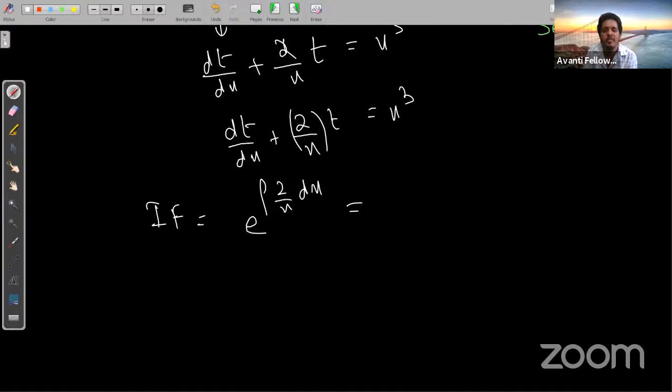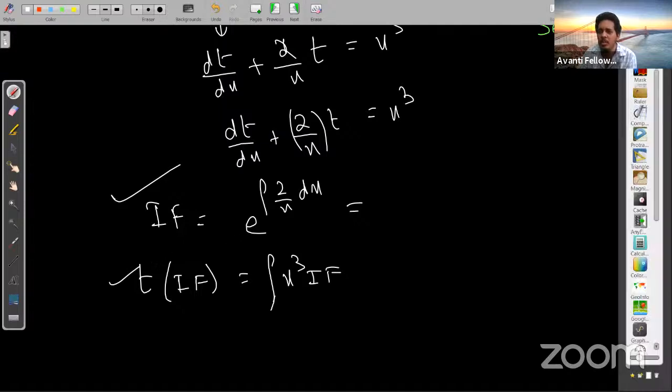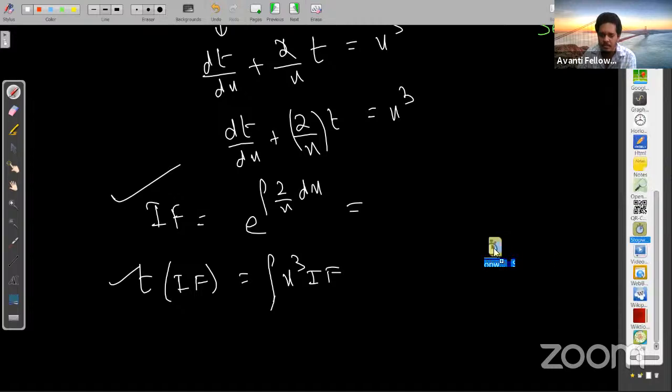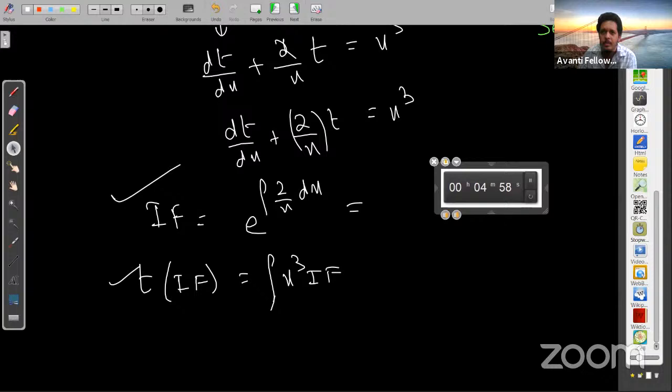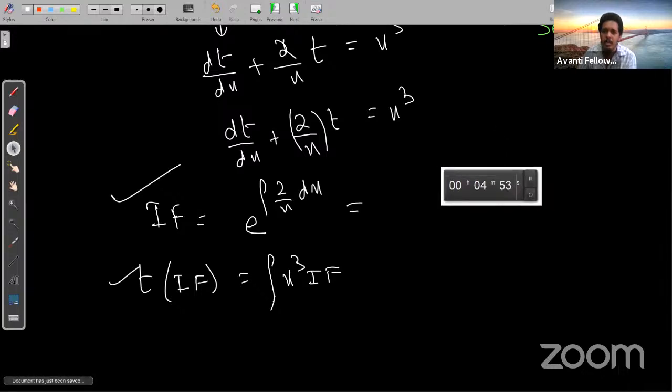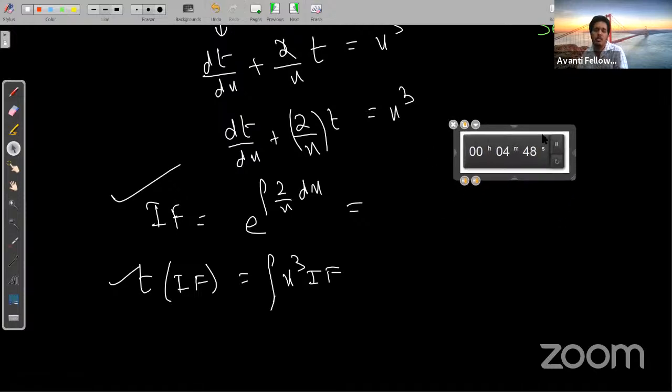Once you have completed that, what is the solution? t into integrating factor is equal to integral of q, x cube, into integrating factor. Now everyone try to find the integrating factor and then try to find the solution. Come on, try to do it. What is the integrating factor? How much are we going to get? That is the first thing I'm asking. And once you are done with the integrating factor, try to give me the solution of the differential equation. Come on, tell me.